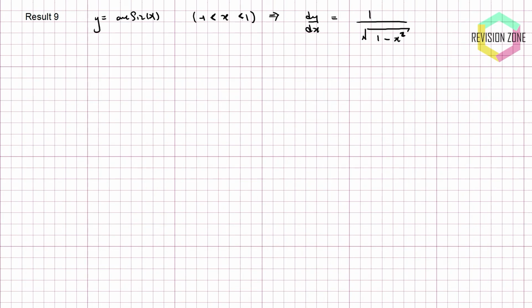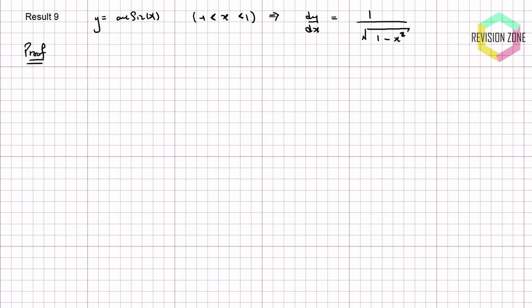Result 9 is rather interesting. We've got the inverse sine function. I've written it as arcsin just to make sure it doesn't get confused with the reciprocal of sine. And we want to show that when you differentiate it between minus 1 and 1, you get 1 over the square root of 1 minus x squared. So let's work that out.